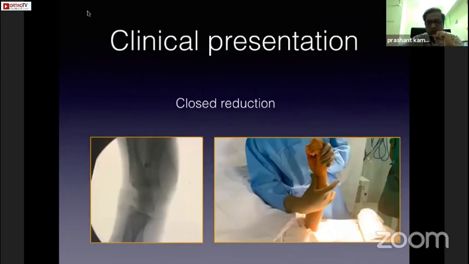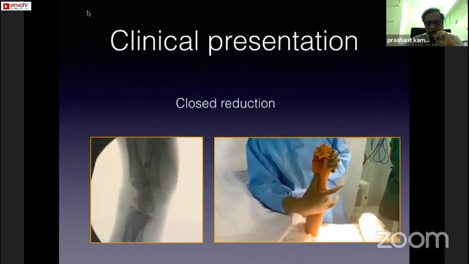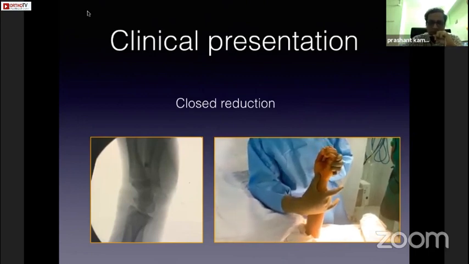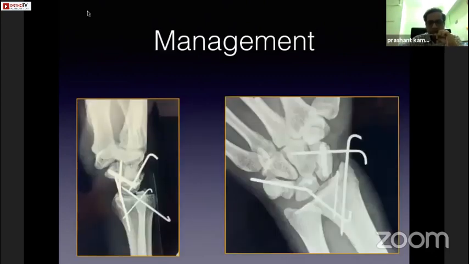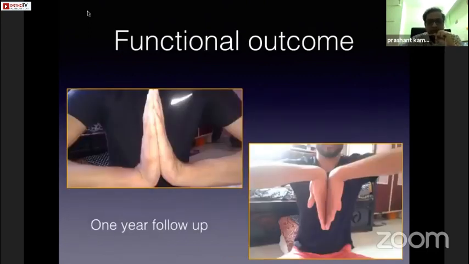Here I'm just trying to show how you reduce; it is just to mimic. You give a longitudinal force, flex the elbow, and keep the wrist in dorsiflexion, and then you push the lunate back into the lunate fossa, and then you do a wrist flexion. This is what I did in the emergency room. This is how it looks reduced, and this should be followed by a definitive fixation, which I'm not going to talk about in detail. And this was his result at the end of 1 year.